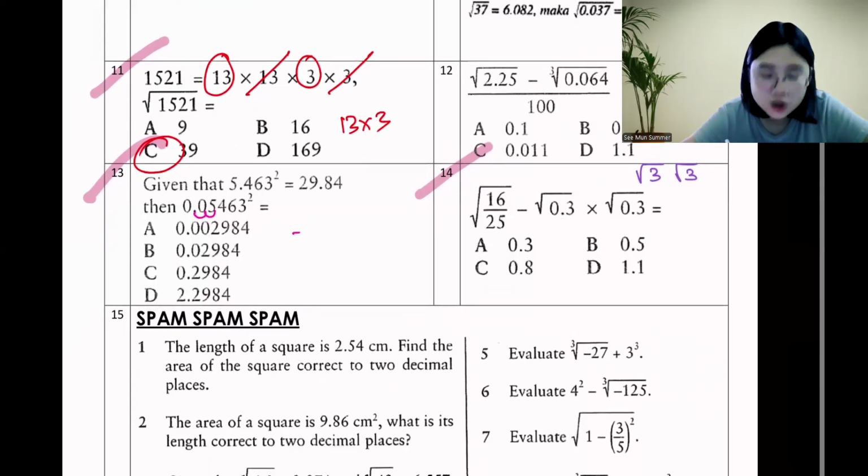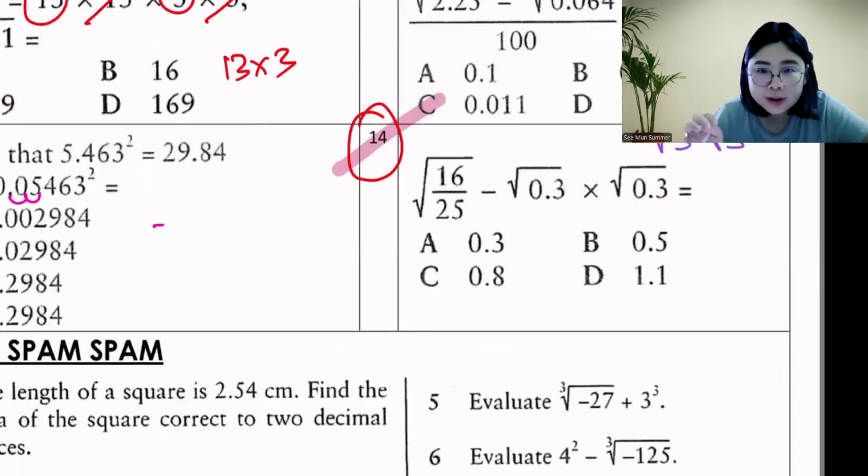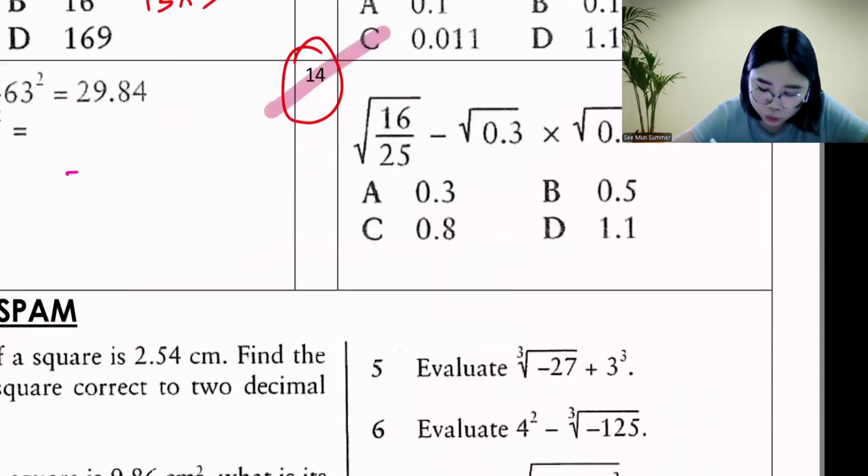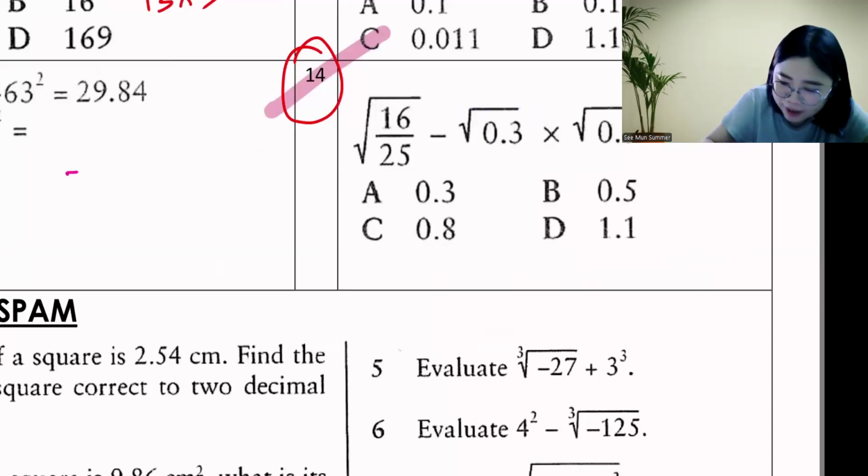Can? And then let's try 14 before we move to next chapter. 14. Okay, come on. So 14, interesting. Okay, now, what is the square root of 16 over 25? This and this. This we have shortcut, right, my dear? Do you still remember it's a shortcut? What is the answer for this?